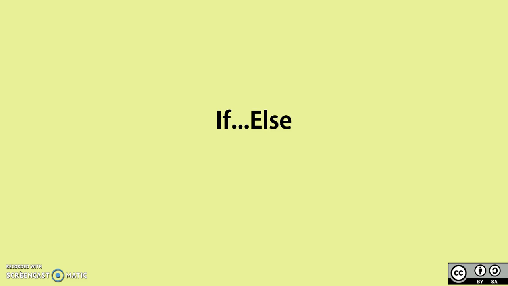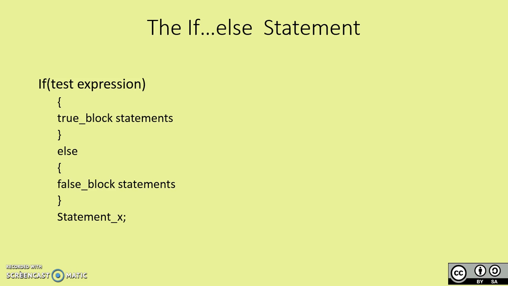Next, we are going to see the if-else statement. The if-else statement is an extension of the simple if statement. The general form is given here. If the test expression is true, then the true block statements immediately following the if statement are executed. Otherwise, the false block statements are executed. In either case, either the true block or the false block will be executed, not both. In both cases, the control is transferred subsequently to the statement X.